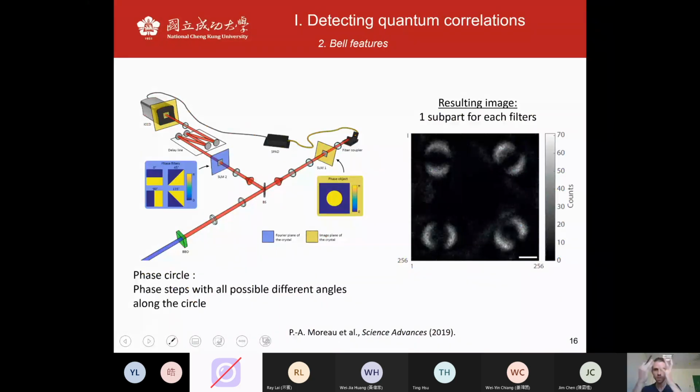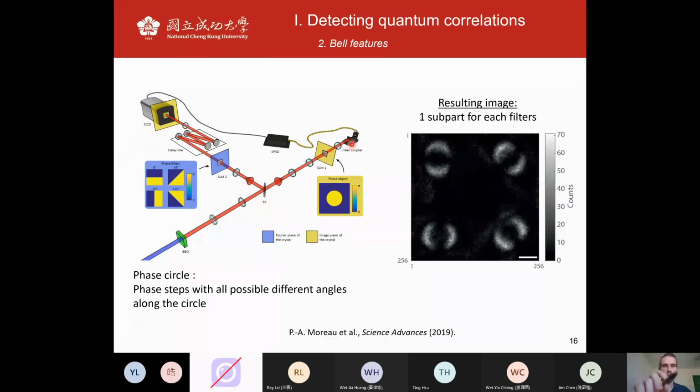It's still two-dimensional, but we can use this very high dimensionality to perform this in a single image and have highly parallel measurements on this Bell state. So that's the setup we were using.